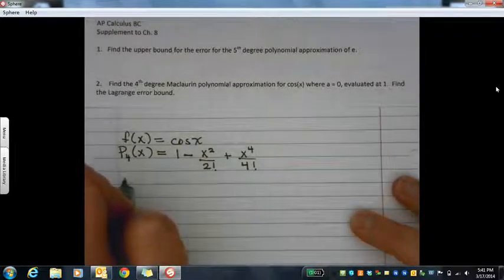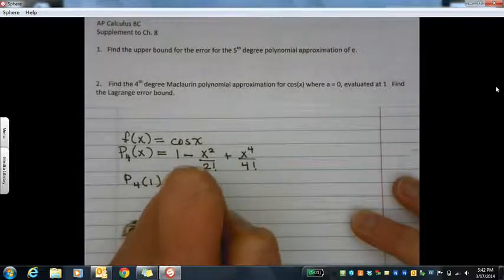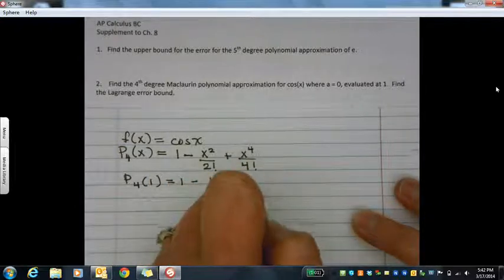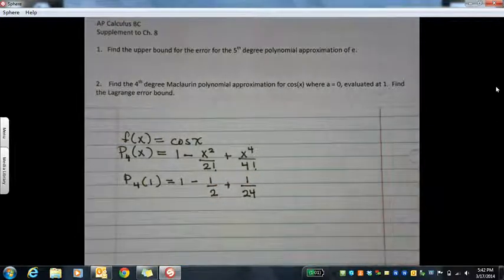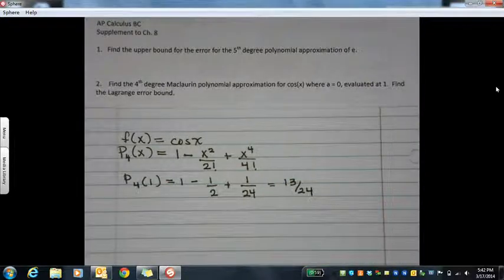So I'm going to replace x with 1. So 1 squared and 2 factorial is 2. 1 to the 4th is 1. And then 4 factorial is 24. And some more arithmetic. So what do we have here? 1 minus 1/2 is 1/2. So it's 12 plus 1, which is 13. 13 over 24. Did I do that right? Yeah. Okay, so here we go.